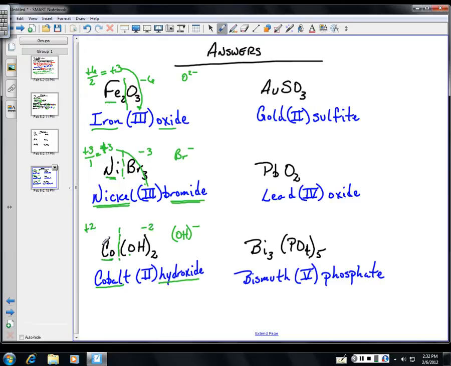There's only 1 cobalt in there. Plus 2 divided by 1 is still plus 2. So that's how I found out that that's what Roman numeral 2 was in there.